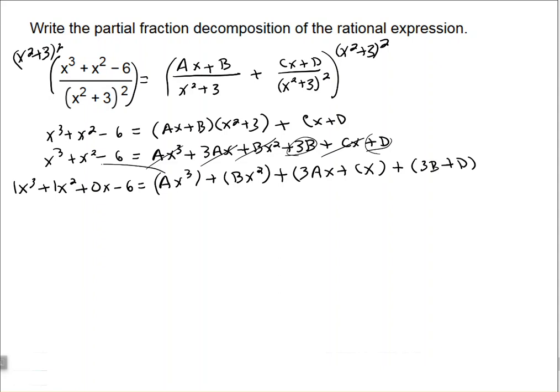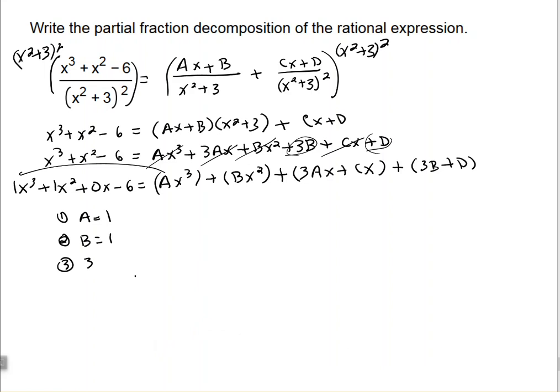So ax to the third equals 1x to the third. A equals 1. That's good. We already know the value of a. Then bx squared equals the 1x squared, so b equals 1 as well. We know the value of two variables. Equation 3: 3ax plus cx matches up with 0x, so 3 times a plus c equals 0. Then equation 4: 3b plus d equals negative 6. All right, so we only need to find the values of c and d.